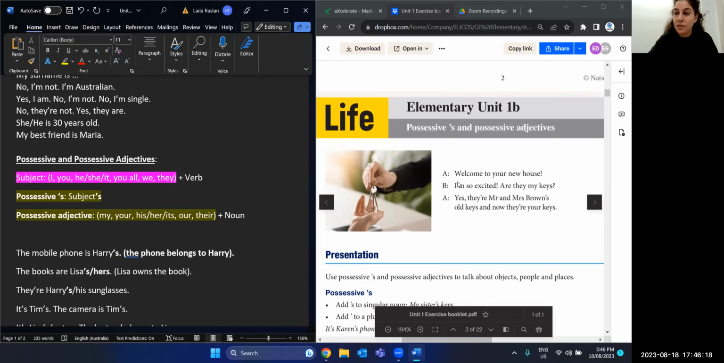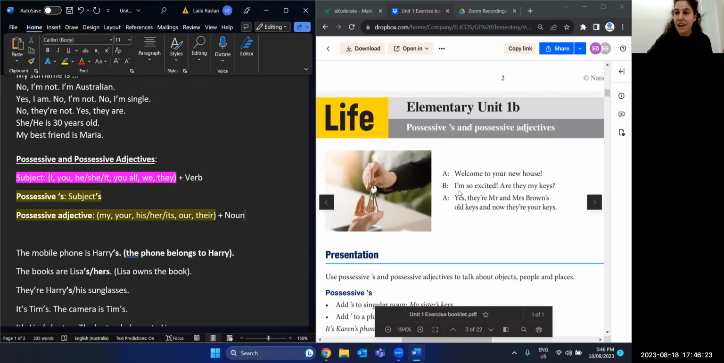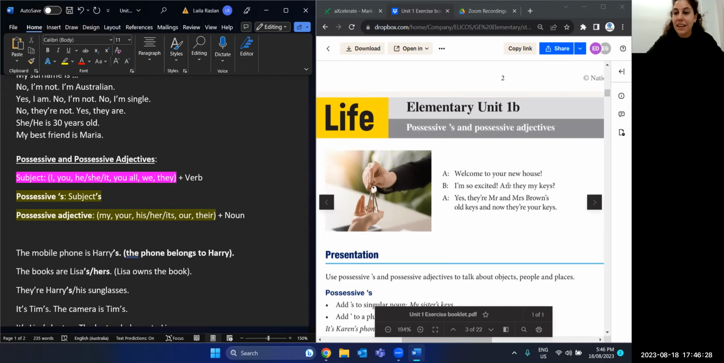So again, because we use the verb to be when we talk about feelings, I'm so excited, I'm so tired, I'm so upset. Question, are they my keys? So again, because there's a noun, keys, sorry, because it's a question, are, the verb to be, they, my keys. So we've got my, not are they I key? No, are they my keys? Because I'm talking about a noun.